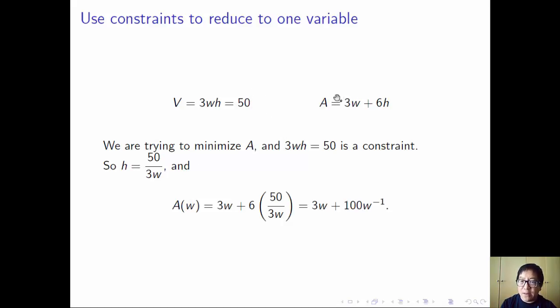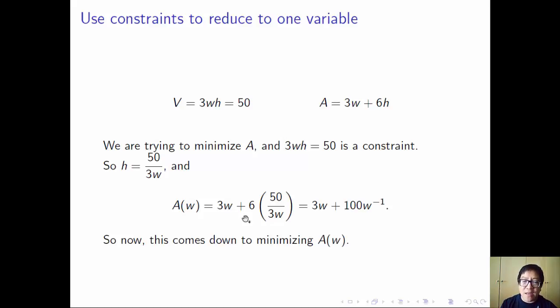And plugging that back into our formula for A, thinking of A now as just a function of w, A of w is equal to 3w plus 6 times 50 over 3w. So just plugging in this for h. And doing a little, well, not a little algebra, but really a little arithmetic. 6 times 50 is 300, divided by 3 is 100. Yes, I can still do arithmetic. Excellent. And instead of writing 100 over w, I'm going to write 100w to the minus 1, which, as we know, is a much more convenient form in which you can take the derivative with respect to w.